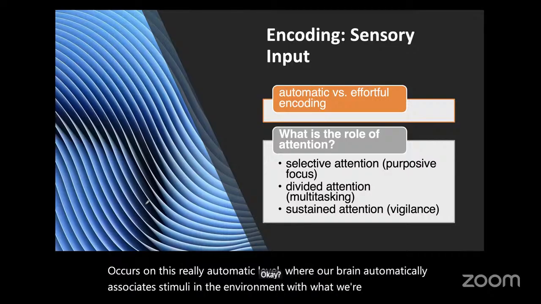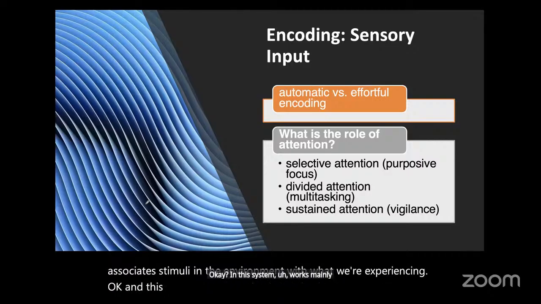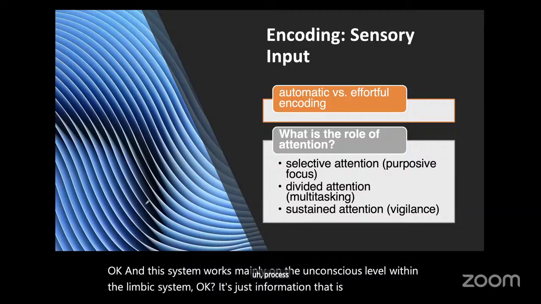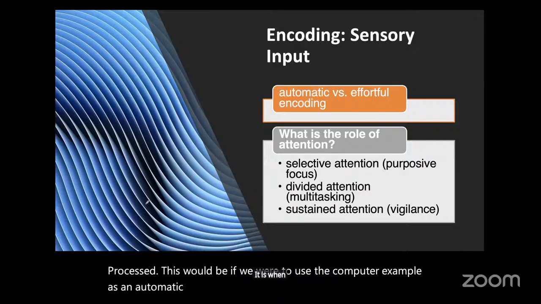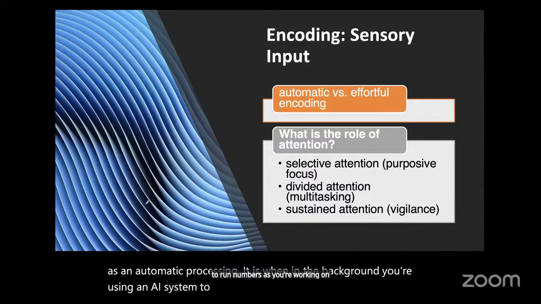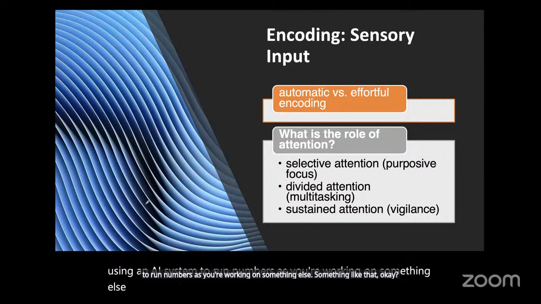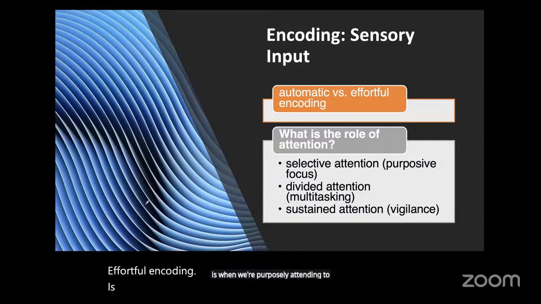Okay. And this system works mainly on the unconscious level within the limbic system. It's just information that is automatically processed. This would be, if we were to use the computer example, automatic processing. It is when in the background you're using an AI system to run numbers as you're working on something else, something like that. Okay.